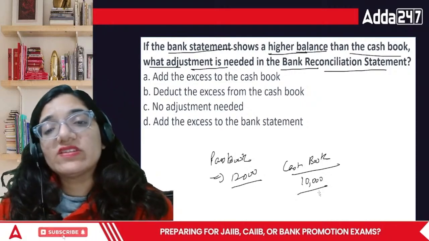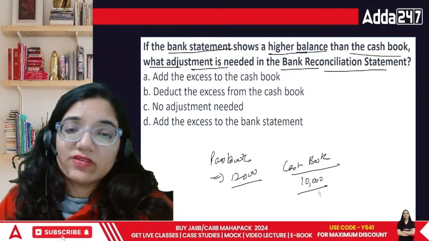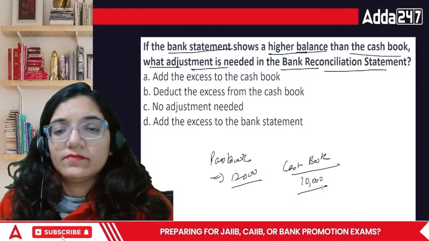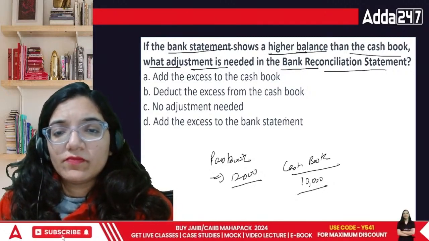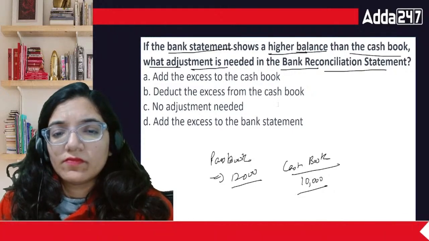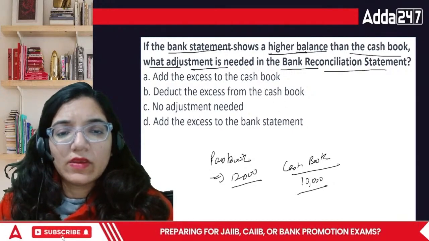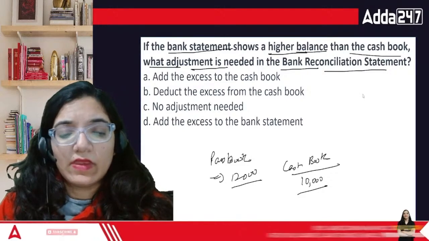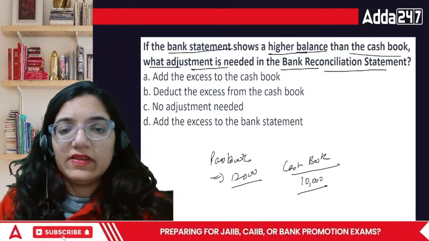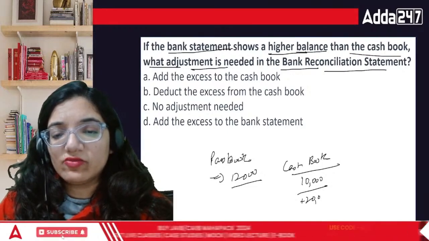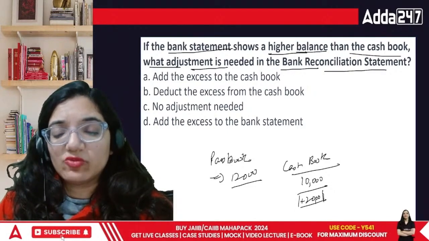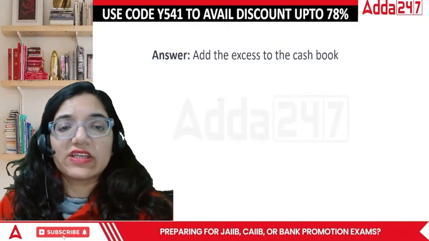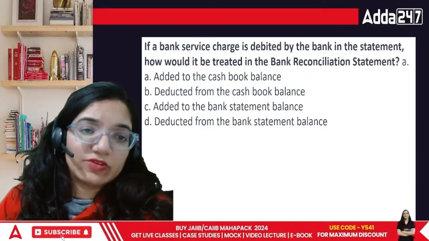So if he hasn't withdrawn the money, what will we do? If the bank statement shows a higher balance than the cash book, in this case, the correct answer would be to add the excess. This means in this 10,000, add the 2,000 rupees, and then both sides would be showing the same amount. This should not happen, that our books of accounts have any variations. So technically, you have to add the excess to the cash book.